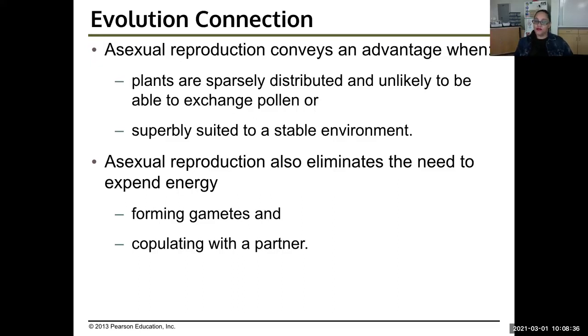Asexual reproduction also eliminates the need to expend energy. Organisms that reproduce this way don't waste energy forming gametes, the eggs and the sperm. They don't waste energy copulating with a partner. In nature, things do not waste energy when they do not need to.